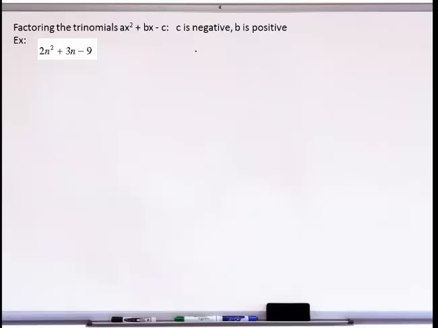Okay, sometimes C is negative and B is positive. When this happens, I'm going to have one positive and one negative factor. And because B is positive, the positive one is larger. Using the factor sum table, I'm going to have factors of 2, factors of negative 9, and I want a sum of 3.